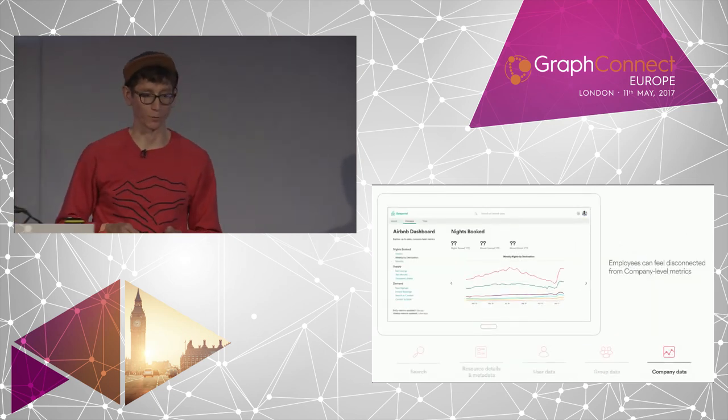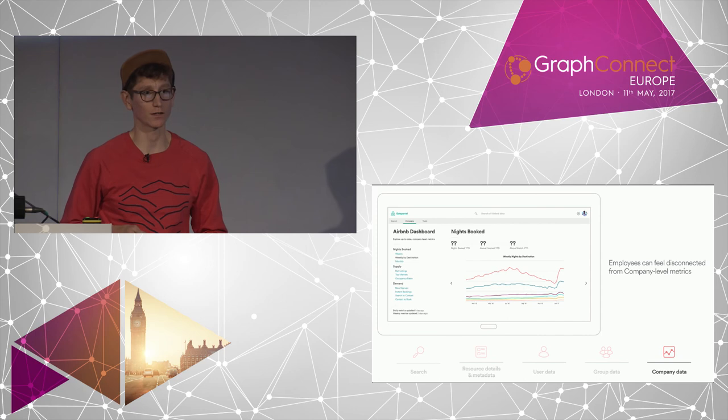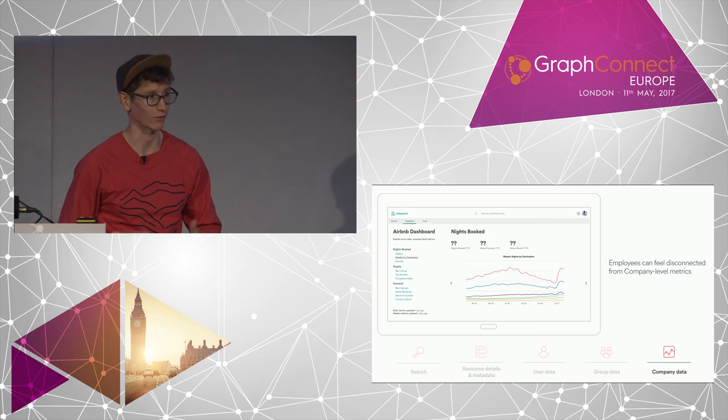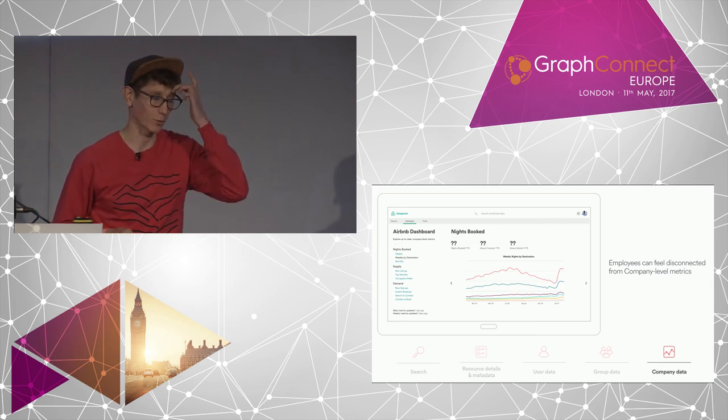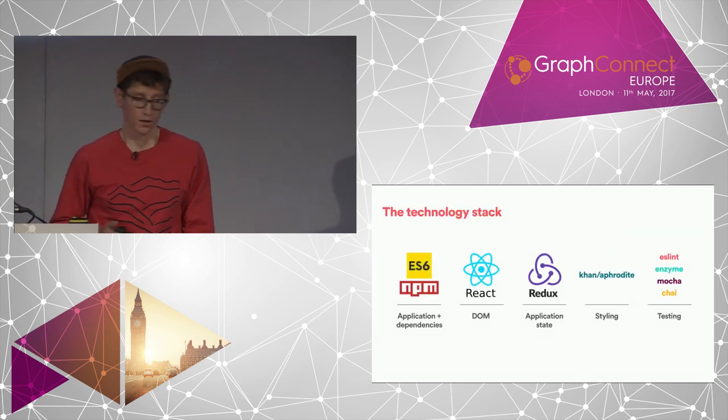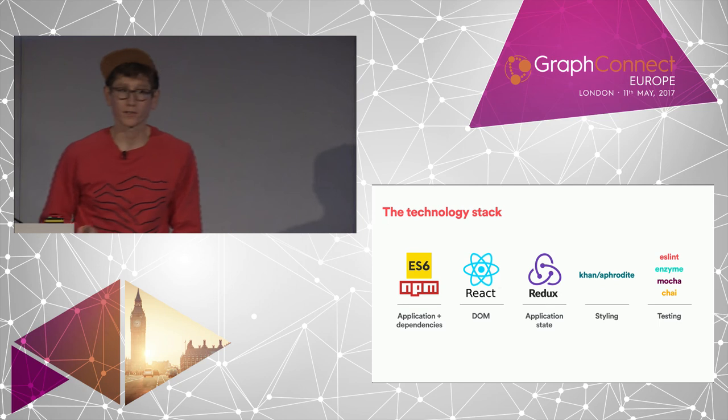All right, finally, we have company metric data. So we found that people on a team typically keep a tight pulse on relevant information for their team. But a lot of times, as the company grows larger, they'll feel more and more disconnected from the company level, high level metrics. So for that, we created a high level Airbnb dashboard where they can explore up to date company level data.